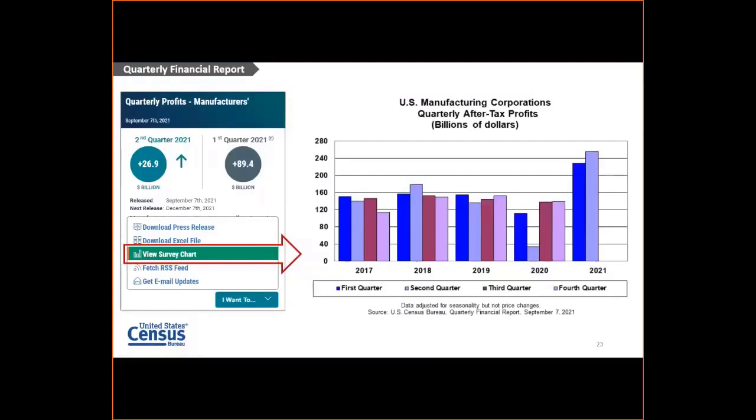So in the bottom right of each tile, when you hit the I want to button, you have several options of things that you can do. And specifically for manufacturing, let's say you want to quickly see quarterly profits and the change from quarter to quarter. The graph on the right is available by selecting the View Survey Chart. And here we see a rise in the after-tax profits for manufacturing corporations from the first to the second quarter of this year.